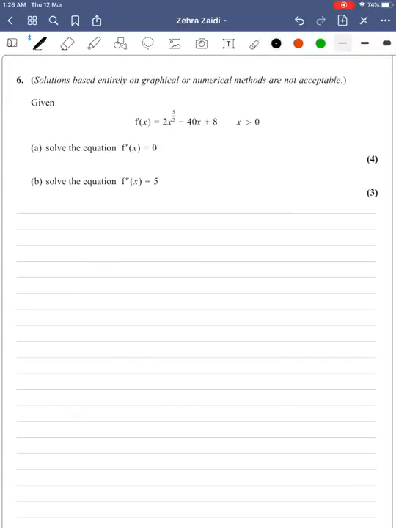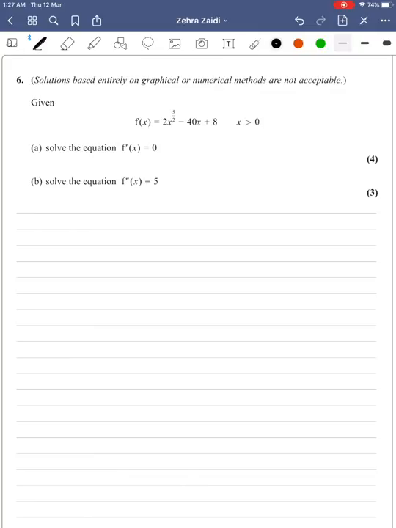Question number 6. Given f of x is equal to 2x to the power of 5 by 2 minus 40x plus 8, where x is greater than 0, solve the equation f dash x is equal to 0. So in this question we are given f of x and we need to find f dash x. In other words, we need to differentiate f of x.